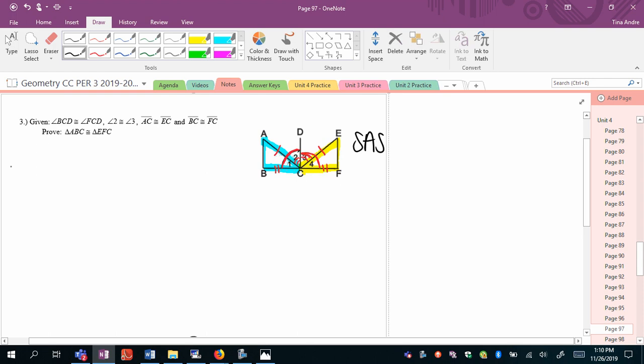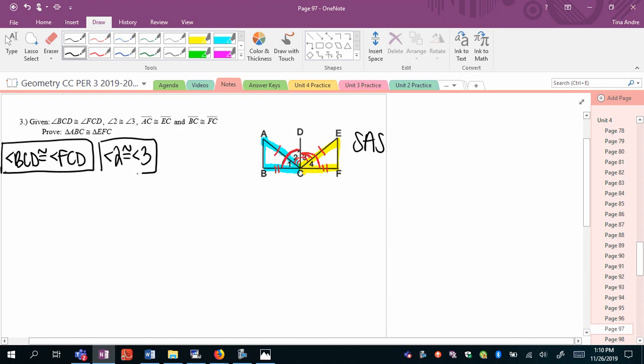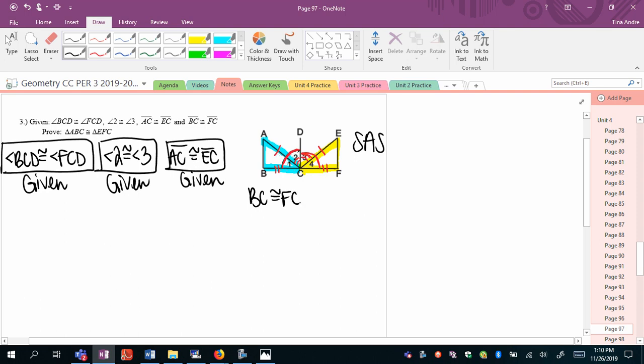So that's going to be my goal here. So let's go ahead and write down. So we have BCD is congruent to FCD. I have angle 2 is congruent to angle 3, given. And then we have AC is congruent to EC was given. And then my last given here, BC is congruent to FC.